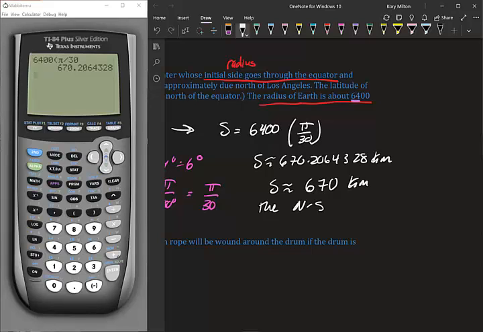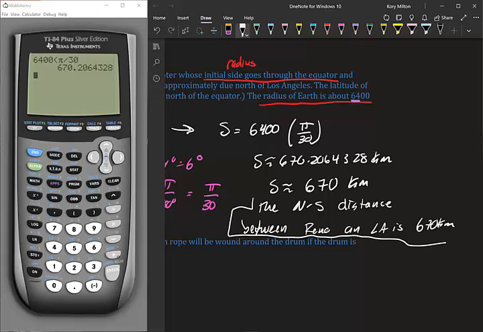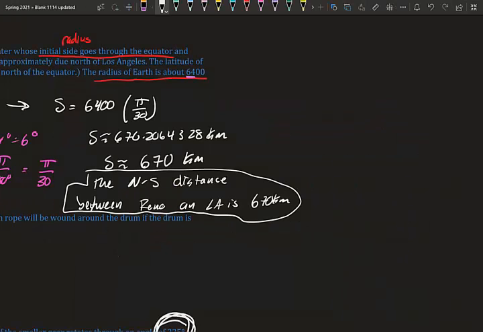So the north-south distance between Reno and LA is 670 kilometers. You can say about 670. That's more correct. All right, that is the answer.